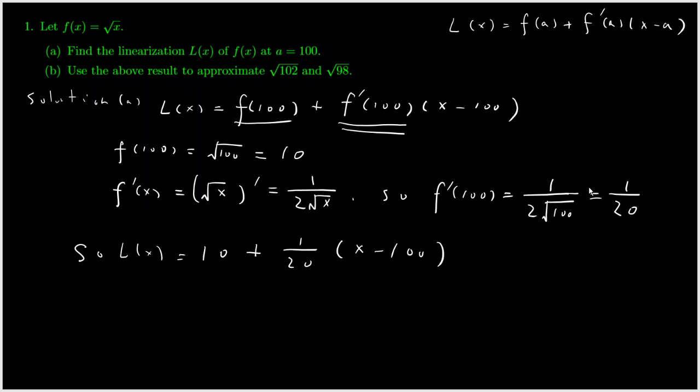Any questions about this? Write down question A. Later on, I'm going to give you a chance to try another question at least. And then item number B is showing you how to approximate some values. In this particular case, we're going to approximate square root of 102 and square root of 98. We move on to B.